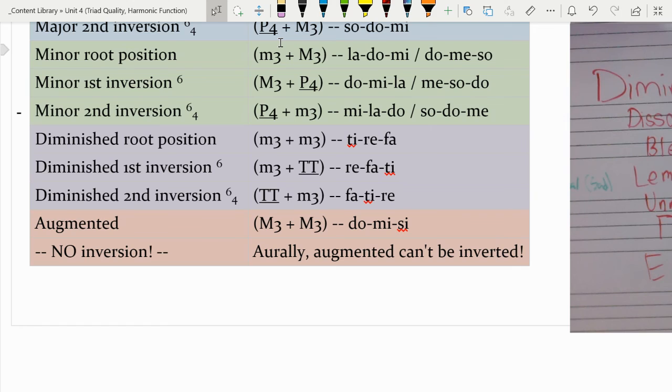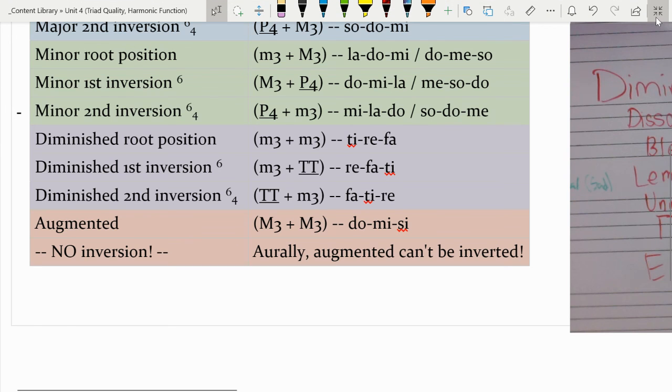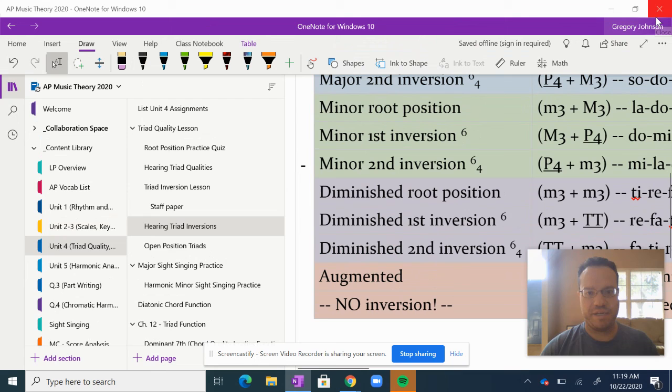And the thing about augmented triads is that they don't aurally invert. When we invert it, it just becomes the sound of major thirds on top of major thirds, so at least the sound is an augmented triad. They won't be constructed that way, that you can visually see an augmented triad inverted, but you won't hear a difference if it's like an aural skills assessment of some kind.